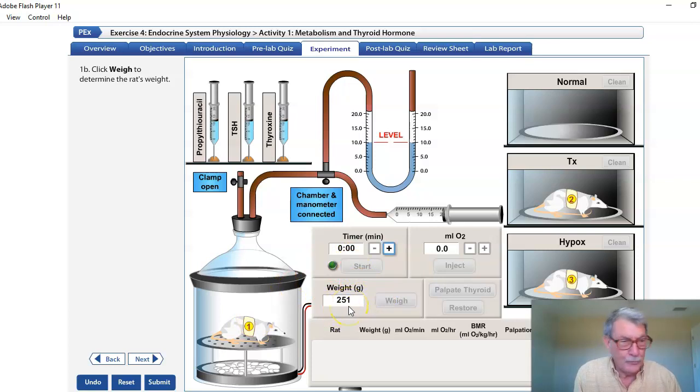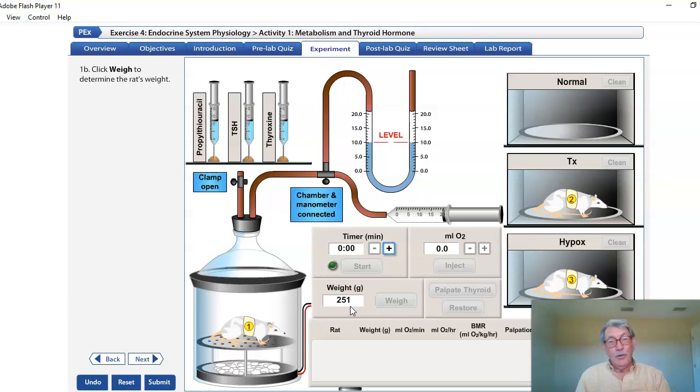251 grams. Now, what's important about that is later we're going to need kilograms because his metabolic rate is listed as milliliters of oxygen per kilogram of body weight per hour. That's the way we do it. If I measured my metabolic rate, it wouldn't be just a single number. It would be a certain amount of oxygen consumption per kilogram per minute or per hour, which would allow me to compare myself to somebody smaller or bigger than me. How much is each kilogram using?